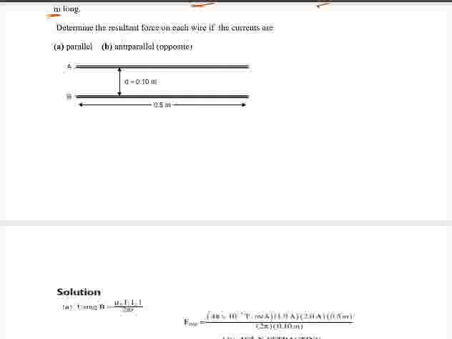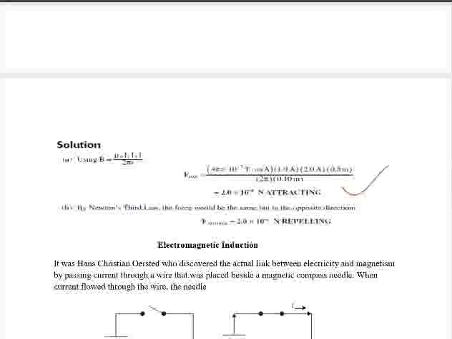Therefore, if you are asked to calculate the magnetic force, as I said, we use what? Mu naught I1 I2 L over 2 pi R, and L is also given, and this one, the radius, is 0.1 meter. Therefore, finally you can get this much value.